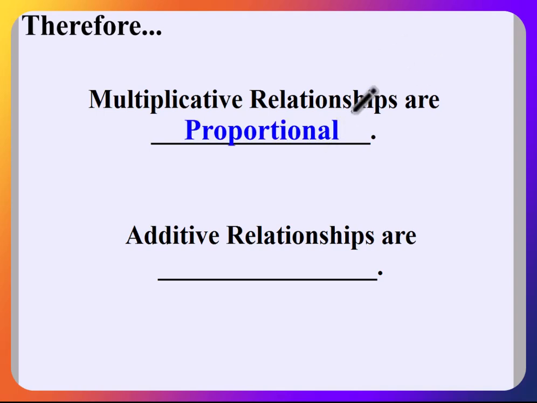Multiplicative relationships are proportional. That's what we used for our scale factor. We were always multiplying or dividing with our scale factor. That's proportionality. Additive relationships are non-proportional. They will not give you the same flavor of punch when you're adding or subtracting. That's all you need to know. Multiplicative relationships, proportional. Additive relationships, not proportional.